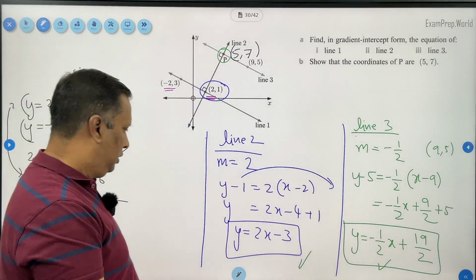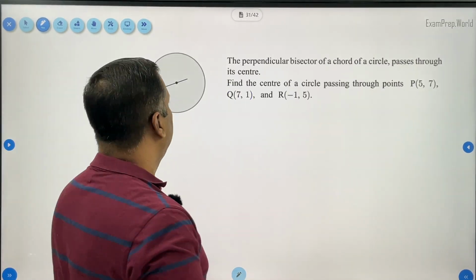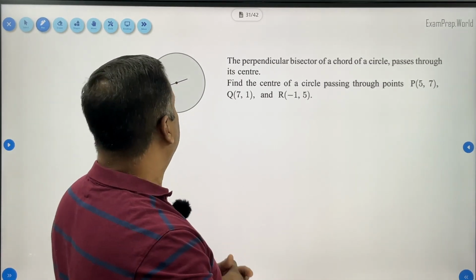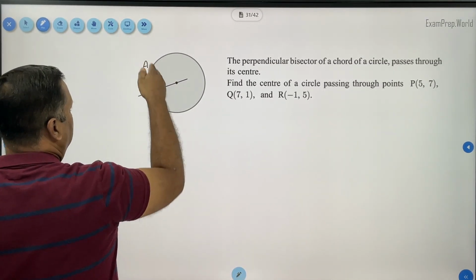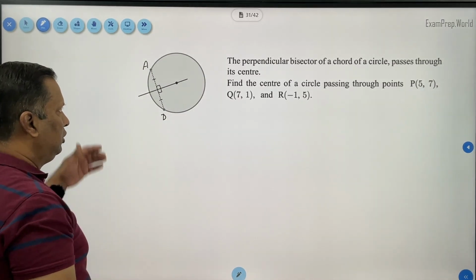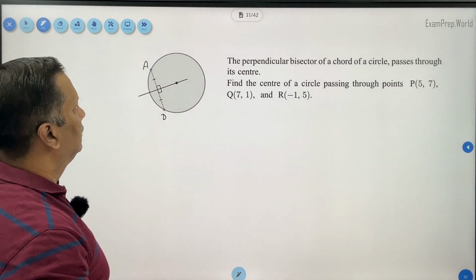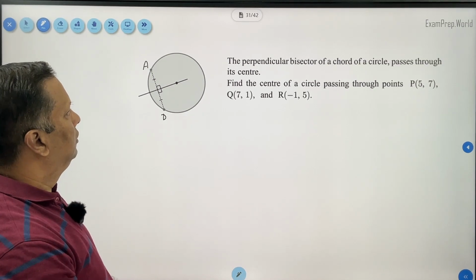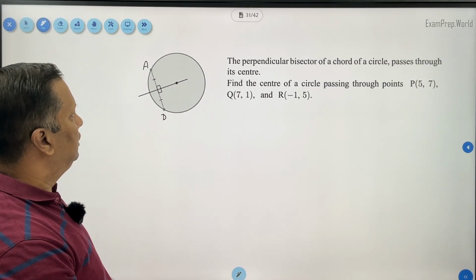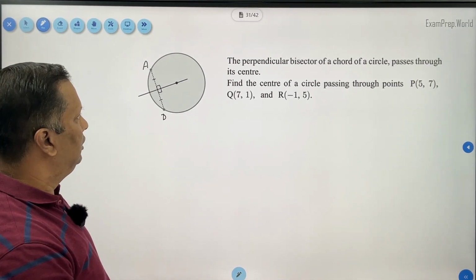Okay. Now let us come to this one. The perpendicular bisector of the chord. So our chord is AB. This is a chord and that is a perpendicular bisector, so it is going through the center. 5, 7, 7, 1 and minus 1, 5.